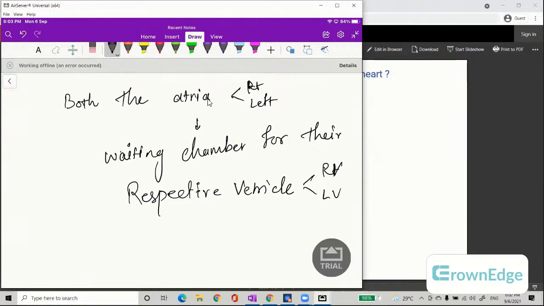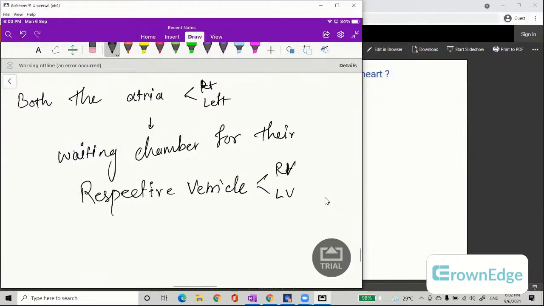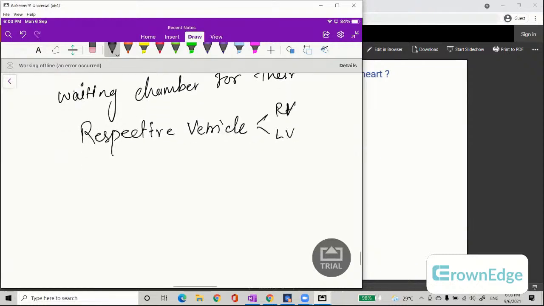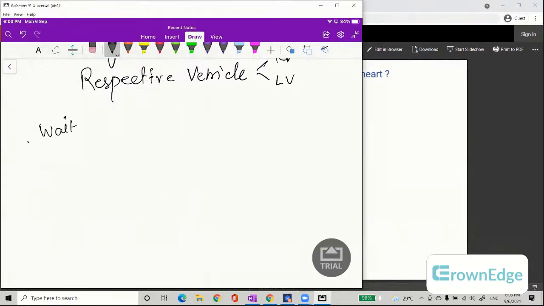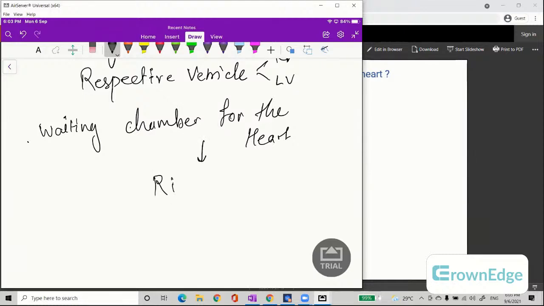So the right atrium will be called the waiting chamber of the right ventricle, right? And the left atrium will be called the waiting chamber for the left ventricle. Why is it known as a waiting chamber? It looks as if the blood is waiting in the atria to go into the ventricle, right? But if they ask specifically for the waiting chamber of the heart, then you must say that it is nothing but the right atrium.